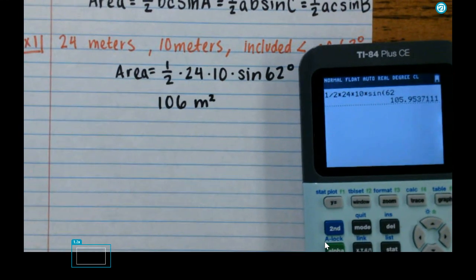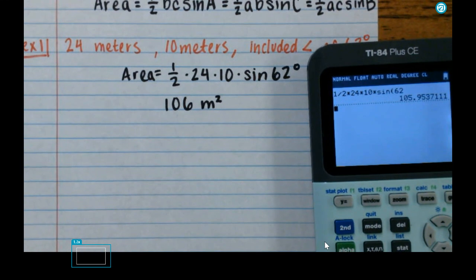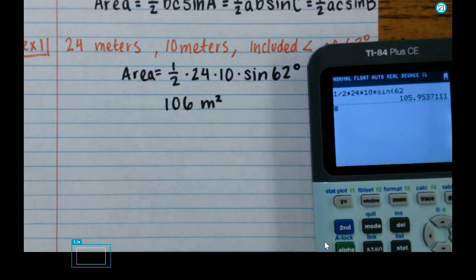Any questions about that? It is plug and chug.